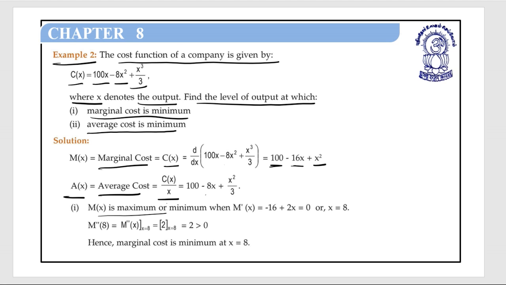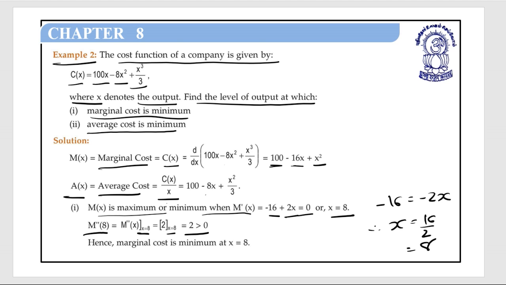M of x is a maximum or minimum where M dash x is equal to minus 16 plus 2x is equal to 0. So minus 16 is equal to minus 2x. So x is equal to 16 by 2 is equal to 8. M double dash of 8, that is M double dash x where x is equal to 8, is 2, greater than 0. Marginal cost is minimum at x is equal to 8.